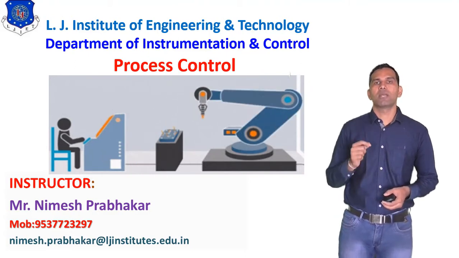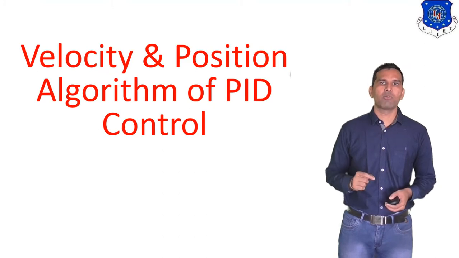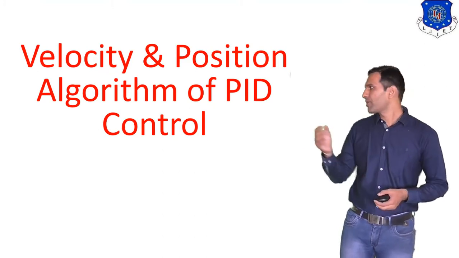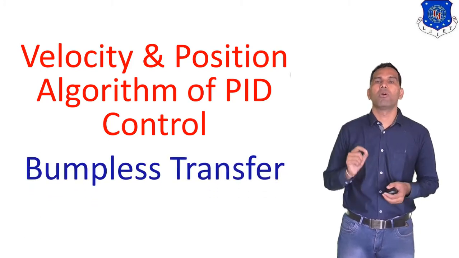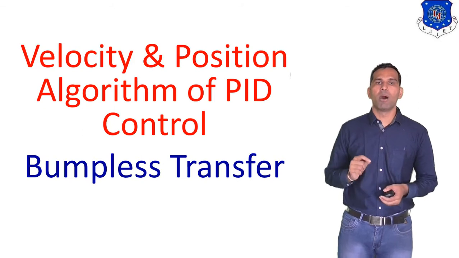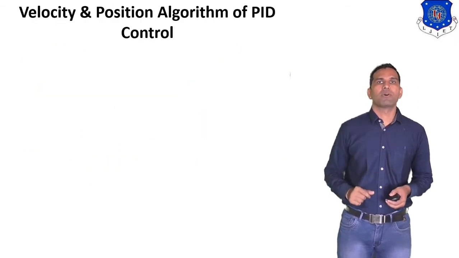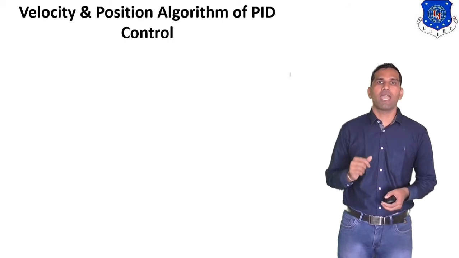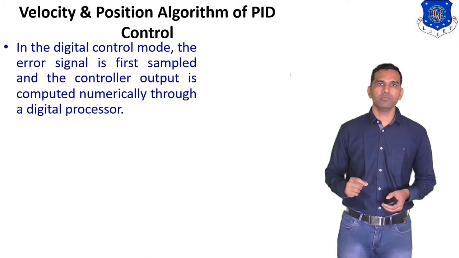Now we start a new chapter, chapter number 6. In this lecture we discuss the first topic, the velocity and position algorithm of PID control. And then we discuss the Bumpless Transfer. So now we start with the first topic, that is the velocity and position algorithm of PID control.